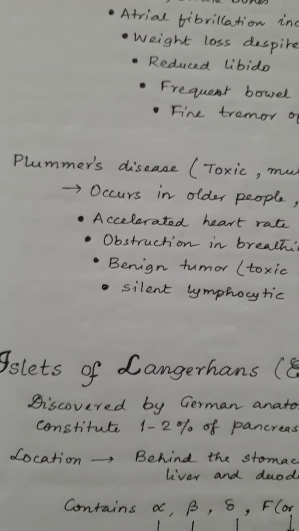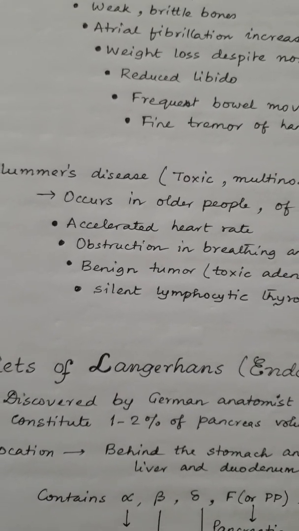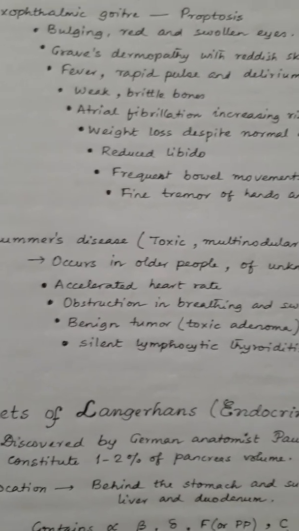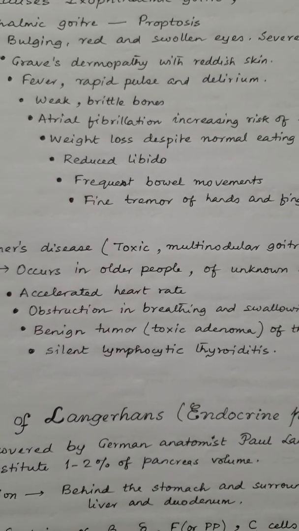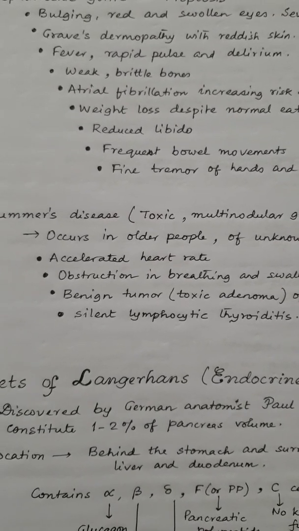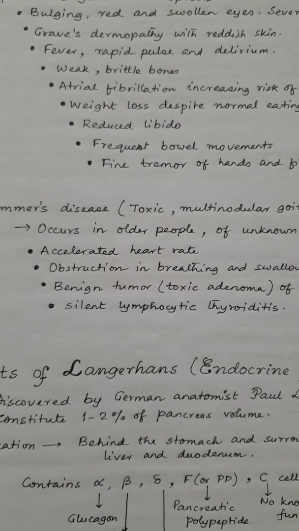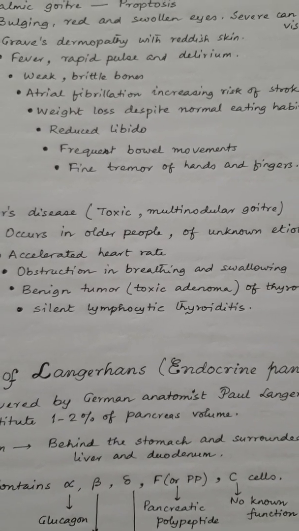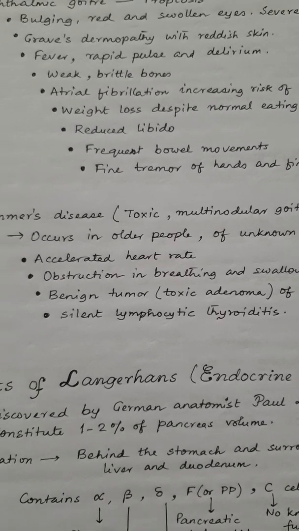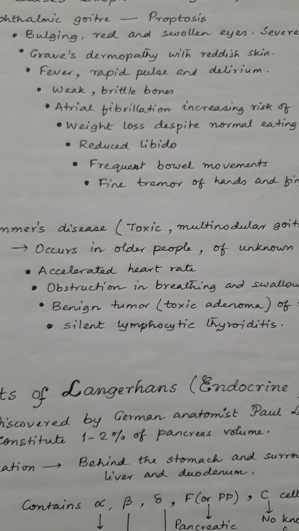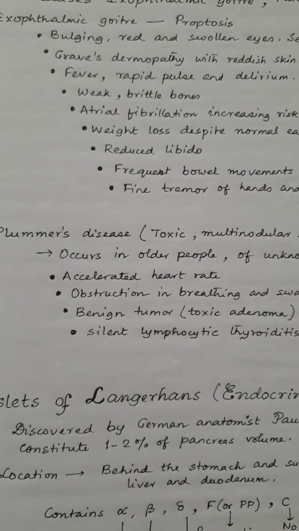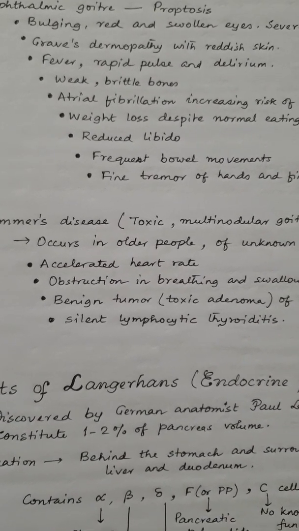The hypersecretion causes exophthalmic goiter and plumber's disease. Exophthalmic goiter has the following symptoms. The person suffering from this disease shows bulging red and swollen eyes, which severe can lead to vision loss. Graves' dermopathy with reddish skin. The person suffers from fever with rapid pulse and delirium.